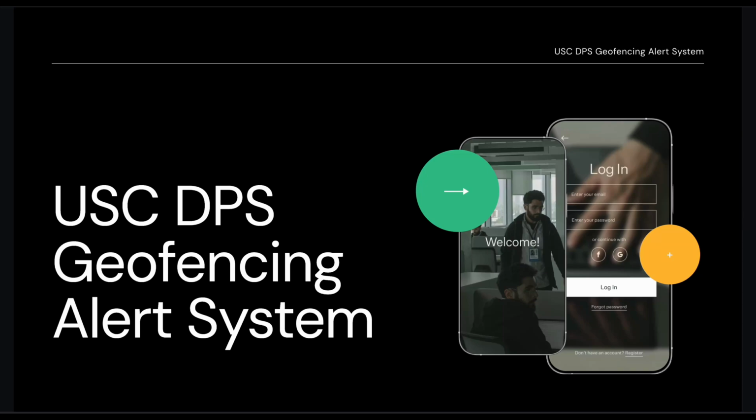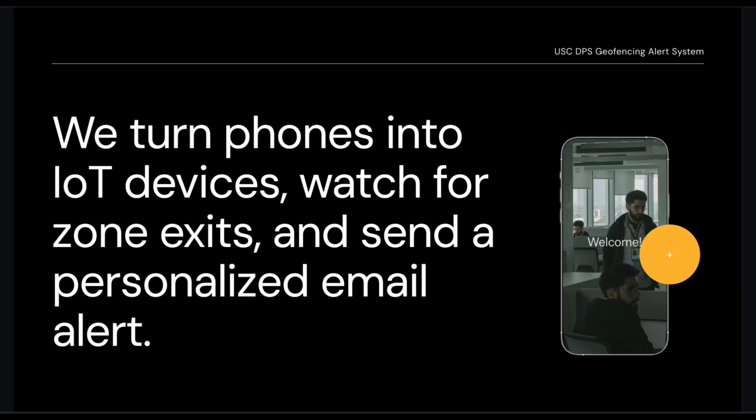I'm going to walk you through the USC DPS geofencing alert system. I'll cover the introduction, system architecture, and the high level design. So, in short, we turn phones into IoT devices, watch for zone exits, and send a personalized email alert.